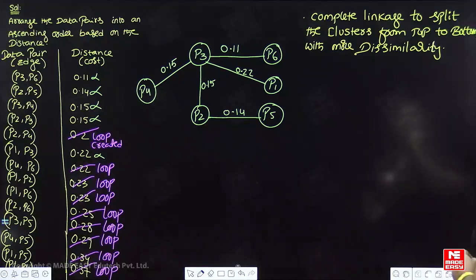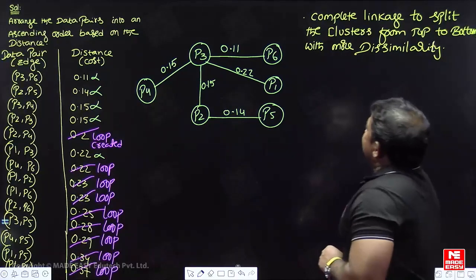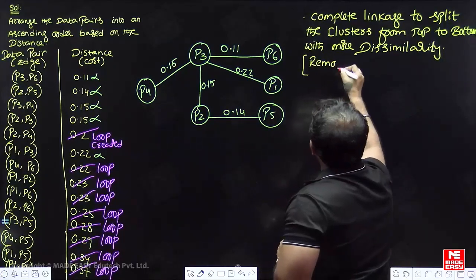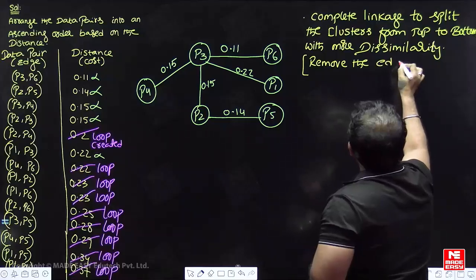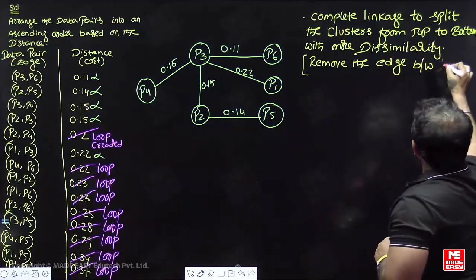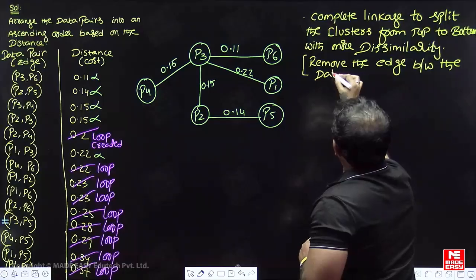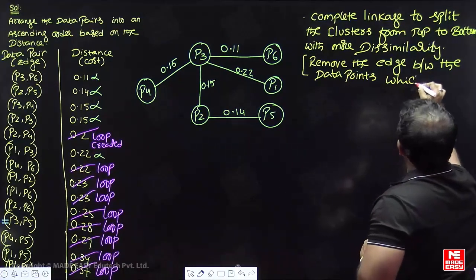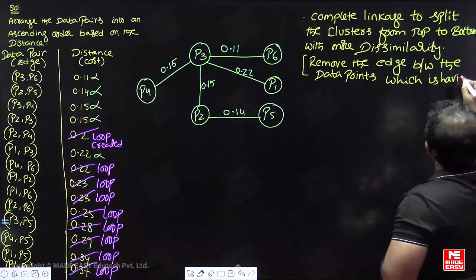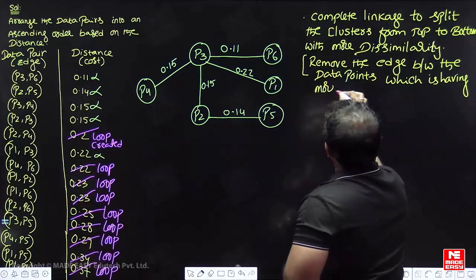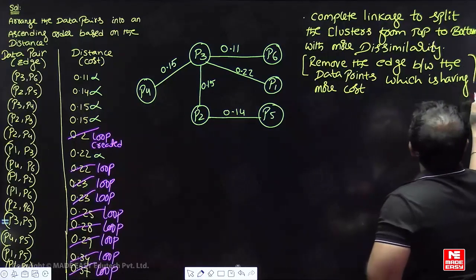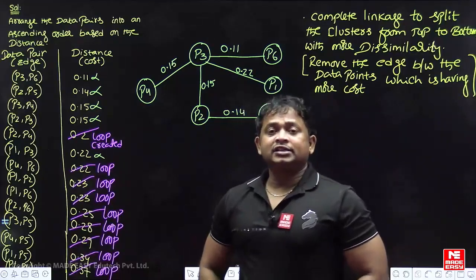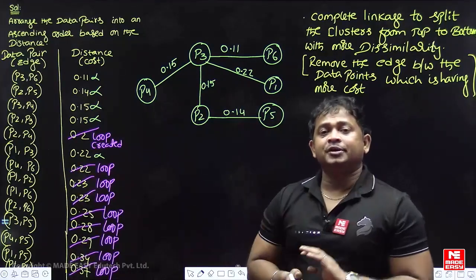With more dissimilarity. Then what is this meaning? Remove the edge between the data points which is having more cost. Whatever the edge is having more cost, that will be removed, deleted. That removing itself is called the cluster formation.